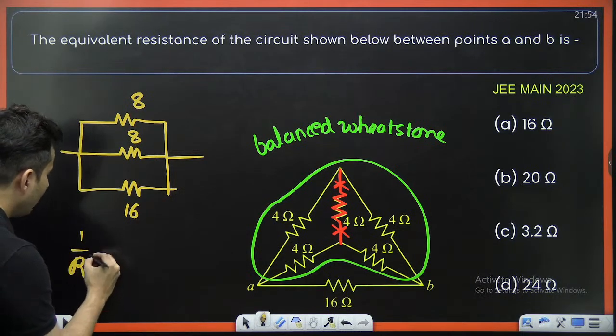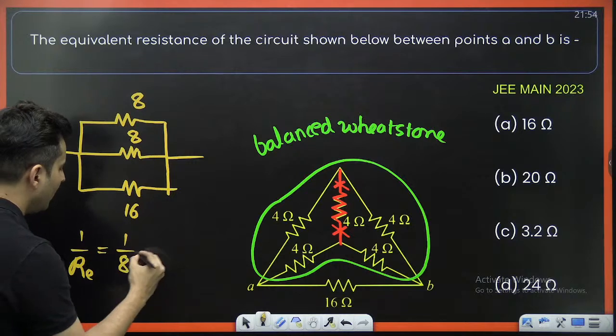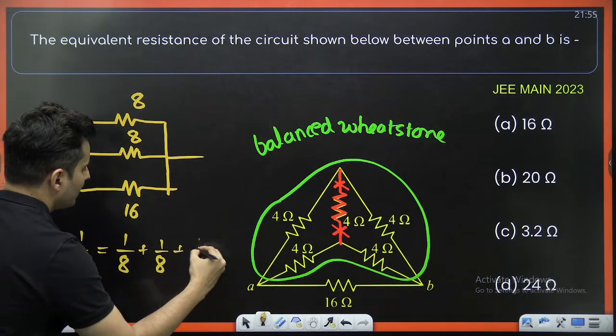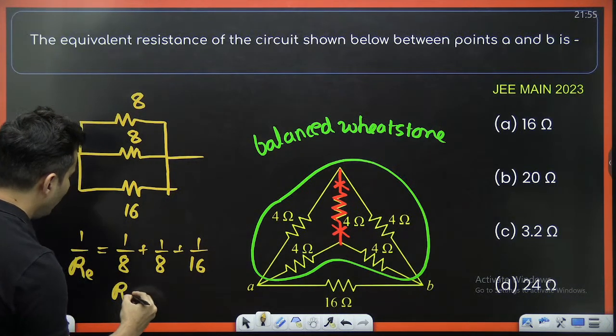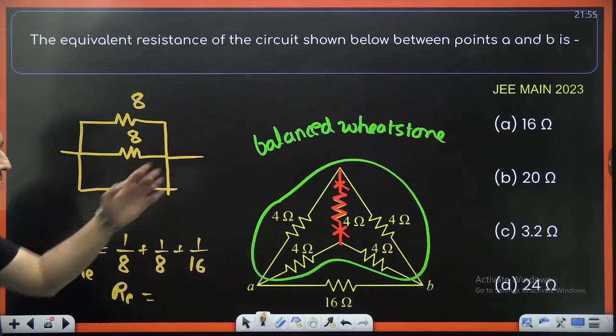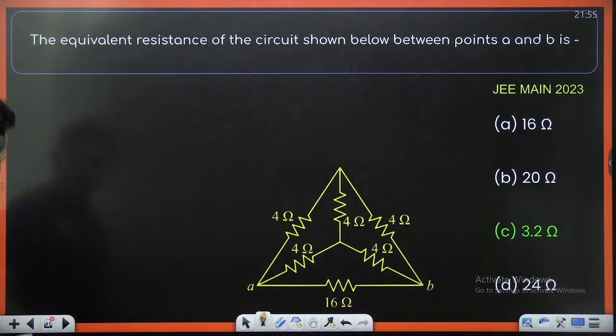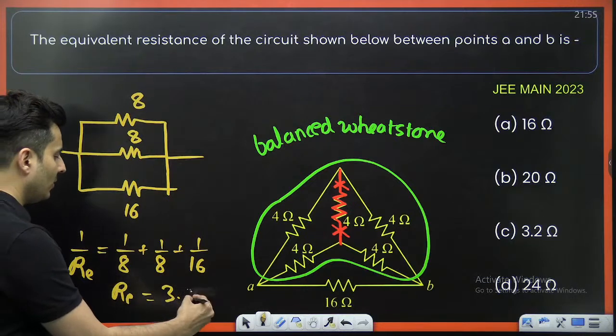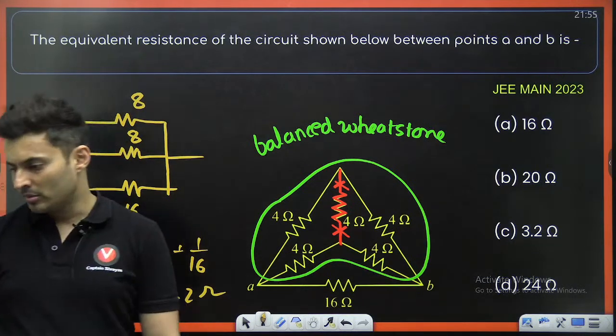So 1 by R equivalent will be 1 by 8 plus 1 by 8 plus 1 by 16. Solve it and see how much you get. You should get the answer as, I think, 3.2 ohms. Solve it, you will get it as 3.2 ohms.